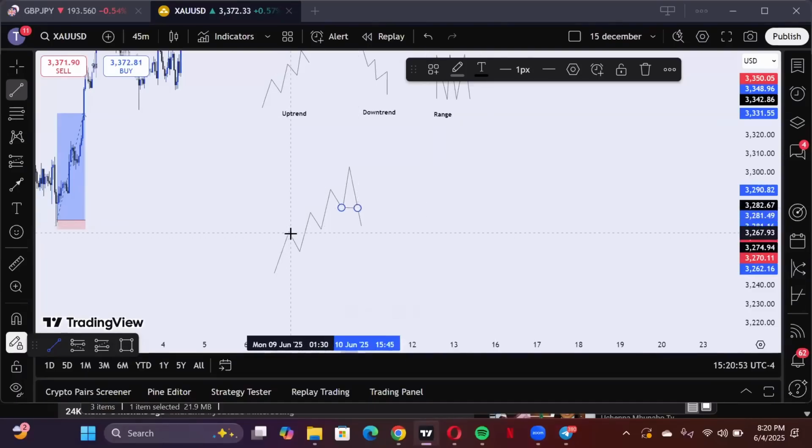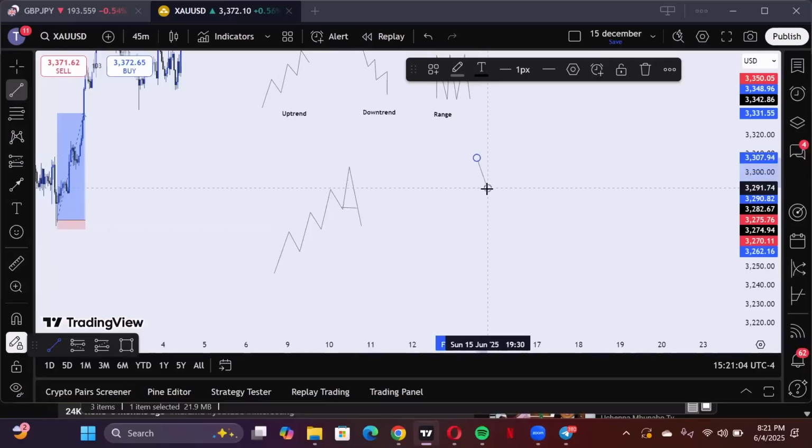Then this means that a market structure shift just occurred here. If market deviates from the normal pattern of any trend it is on, then that means that a market structure shift occurred. It's just like, let's say we have a downtrend, you have lower highs, lower lows, lower highs, lower lows, lower highs, lower lows.